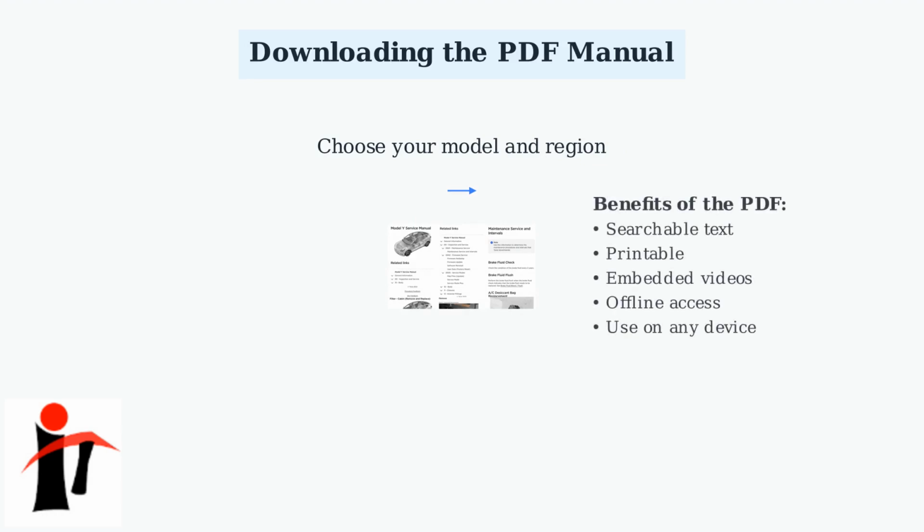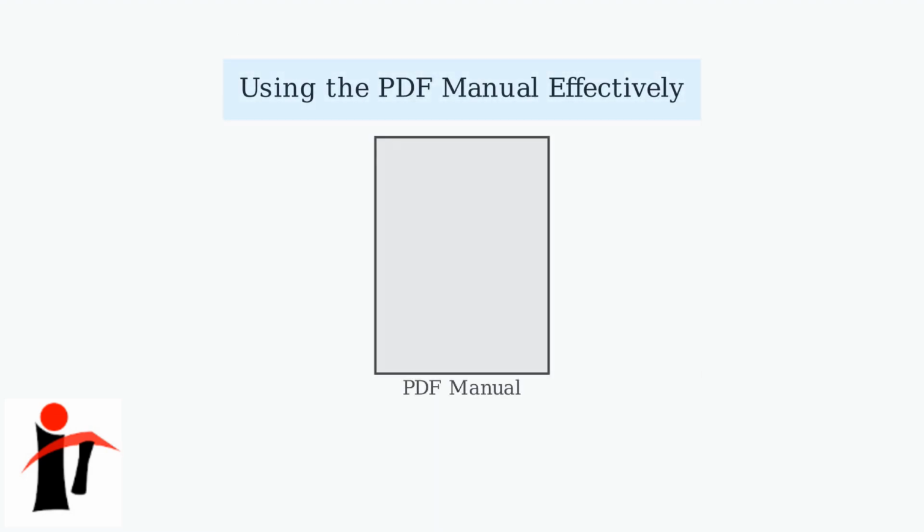The PDF manual is searchable, printable, and includes embedded videos. It's perfect as a backup for offline use or reading on a separate device. The PDF manual serves as a comprehensive resource for Tesla owners. Its searchable format allows you to quickly find information on any topic, from charging procedures to advanced features.